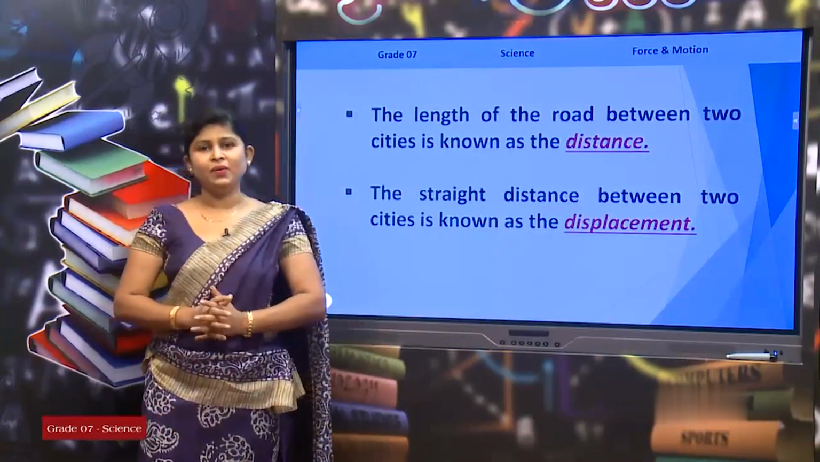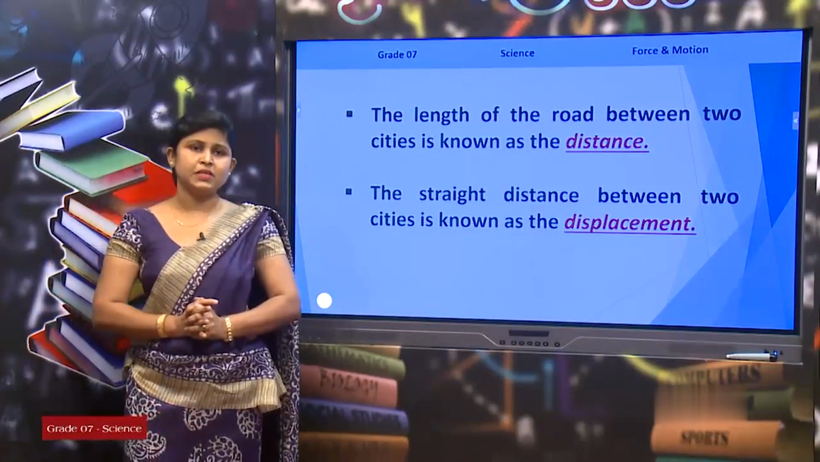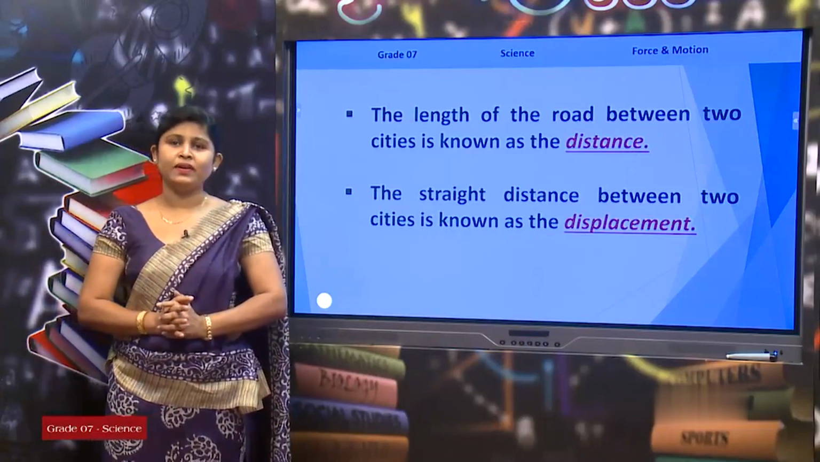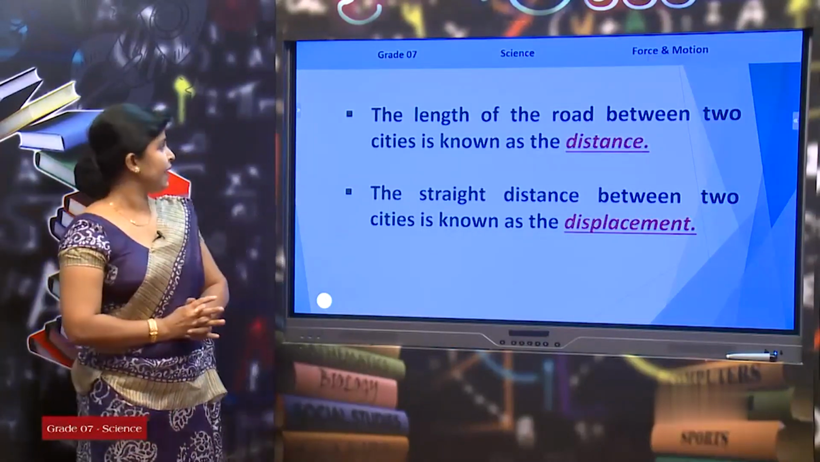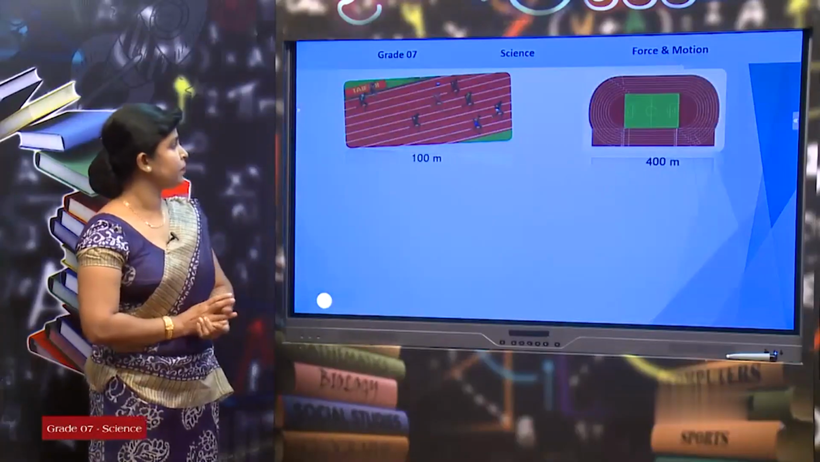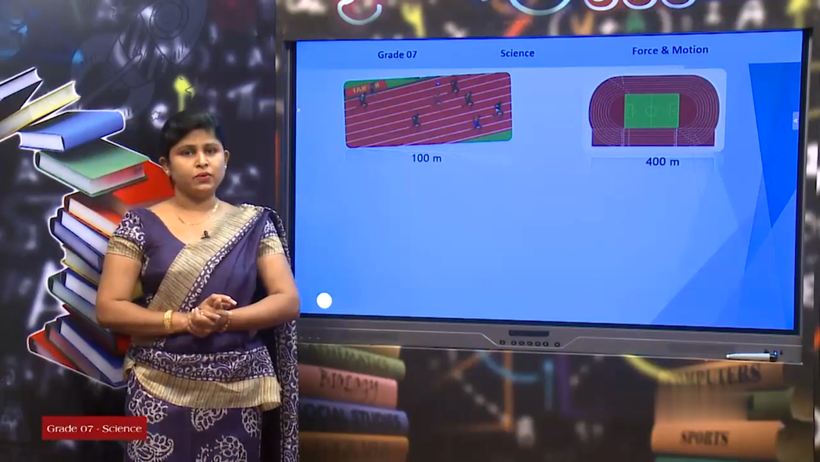Right. Now, I have given you two definitions for distance and displacement. It is better if you can take them down as you have got your writing books in your hand. The length of the road between two cities is known as the distance, and the straight distance between two cities is known as the displacement, right. I have got another two diagrams to show you, right.